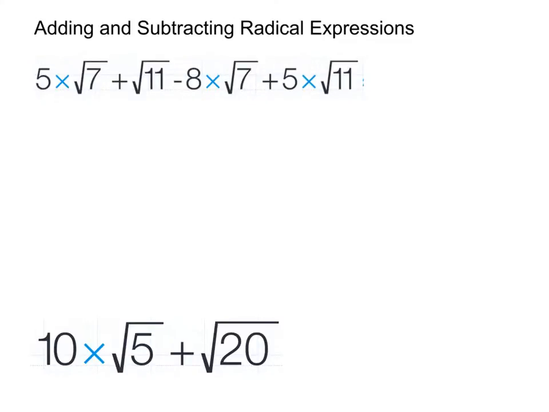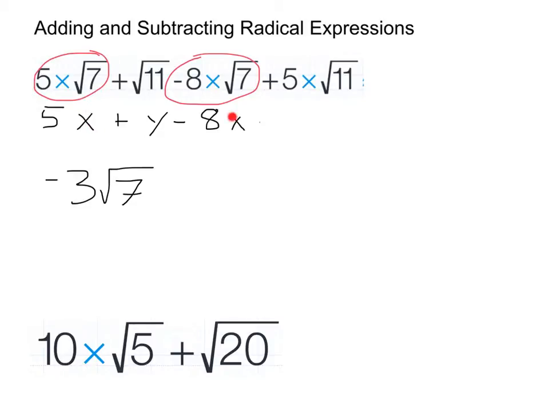So I will start by first combining the 5 times the square root of 7, or just 5 square root of 7, and the negative 8 times the square root of 7. To combine these, all I have to do is combine the coefficients. So 5 minus 8 is negative 3. And then I just keep the square root of 7. There's nothing else I can do with that. I don't add that to make it 14. I don't subtract it to make it 0. The radicals stay the same. Just like if I did 5x minus 8x, it would be negative 3x.